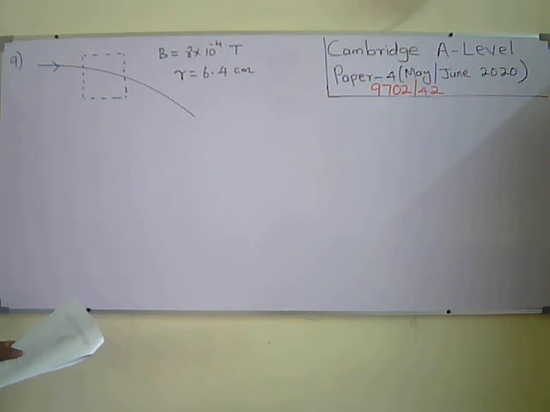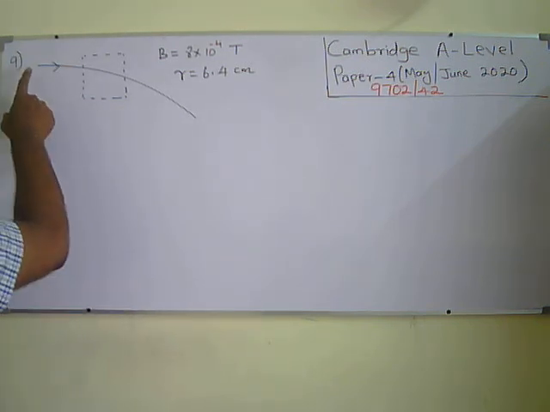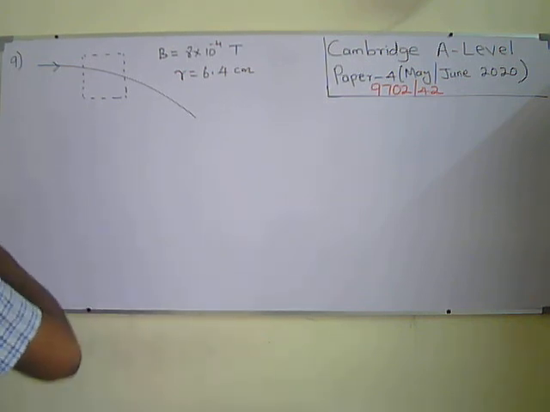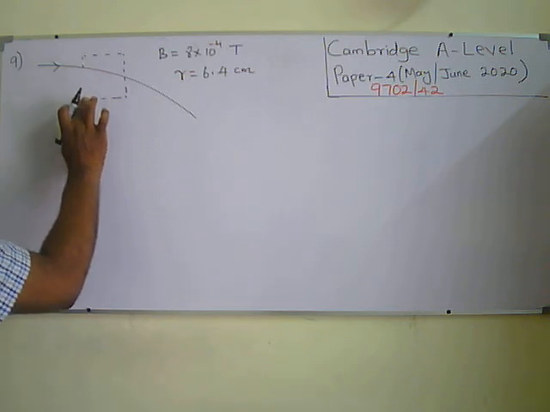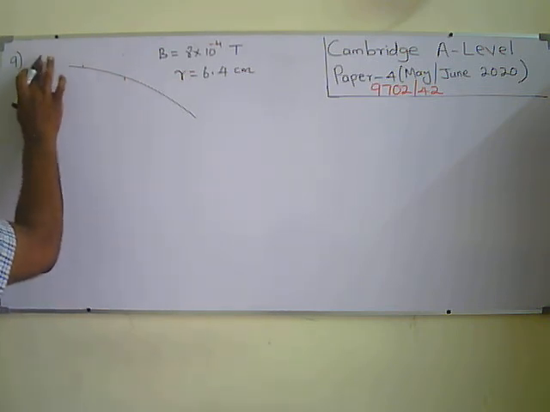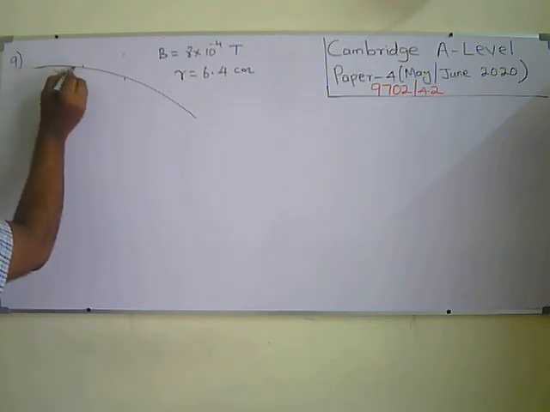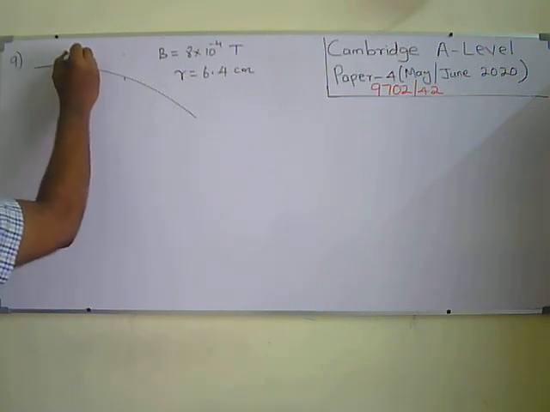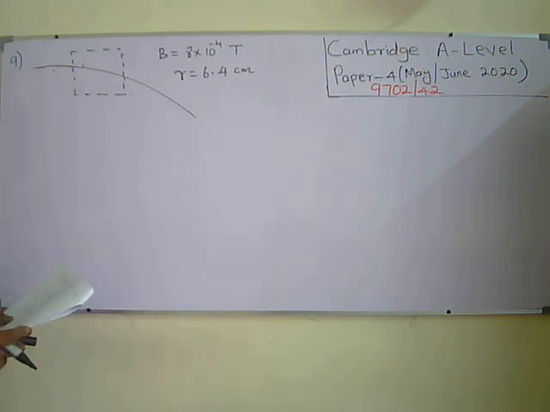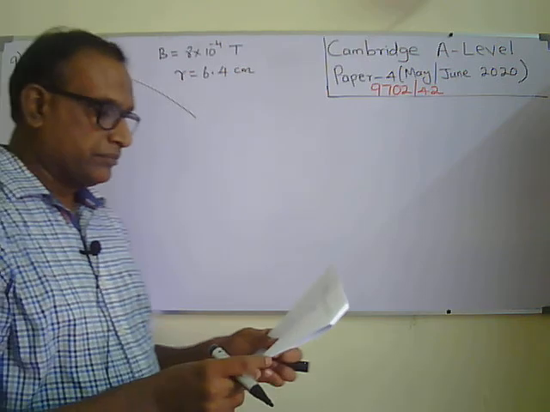Okay, question number 9. So this is the path of an electron in a magnetic field. Initially it's moving straight, and when it enters the magnetic field, it's changing its direction. You know that it changes its direction due to the magnetic force acting on it. So first part, state and explain the direction of the magnetic field.